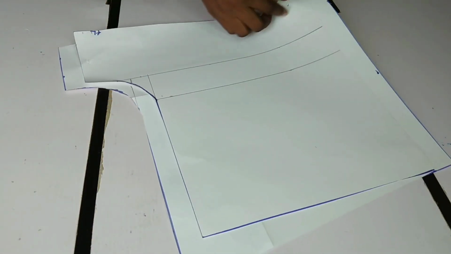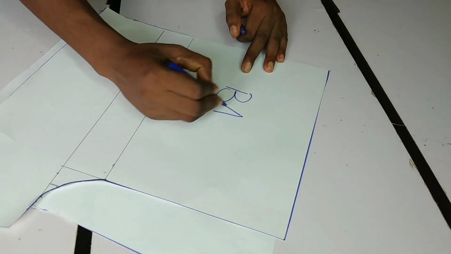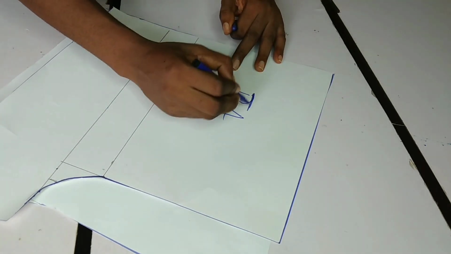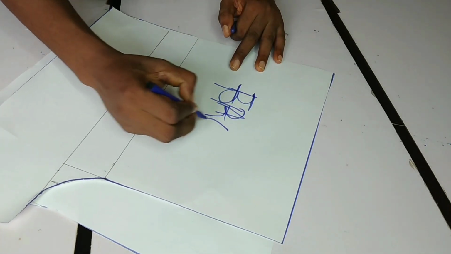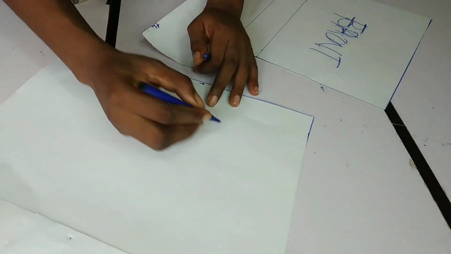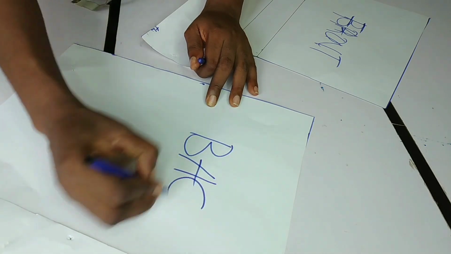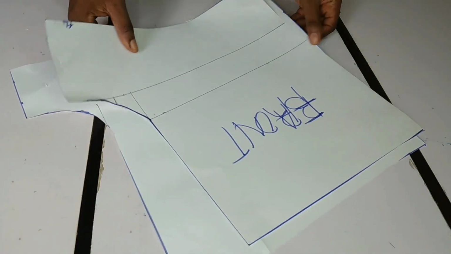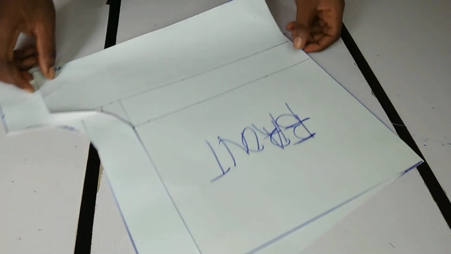So this is what we have. This is the back and this is the front. Let me just label this. This is the back. Oh, sorry, this is the front. This is the front. And this is the back. So having gotten this, we are going to go ahead now and trace this pattern out on our actual paper fabric.